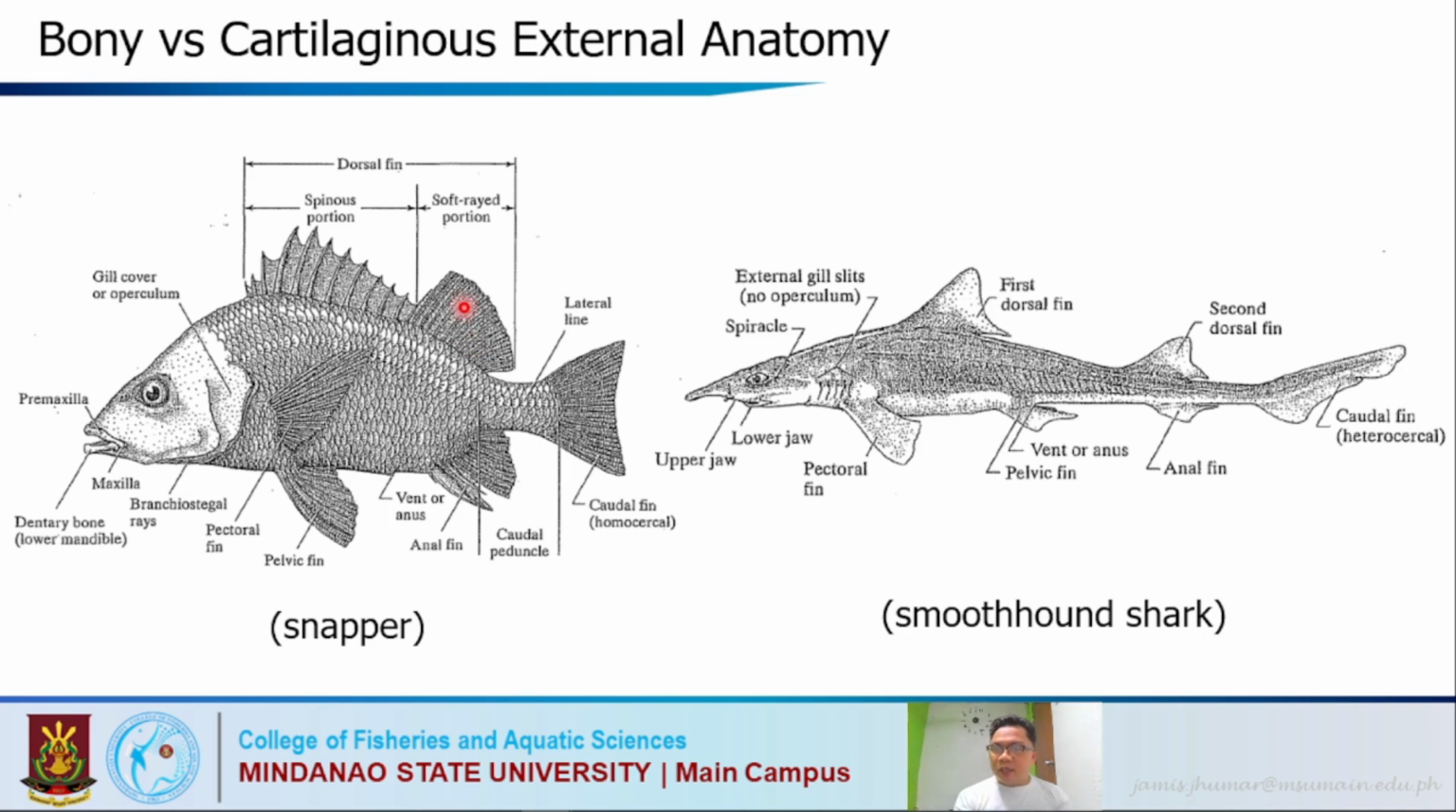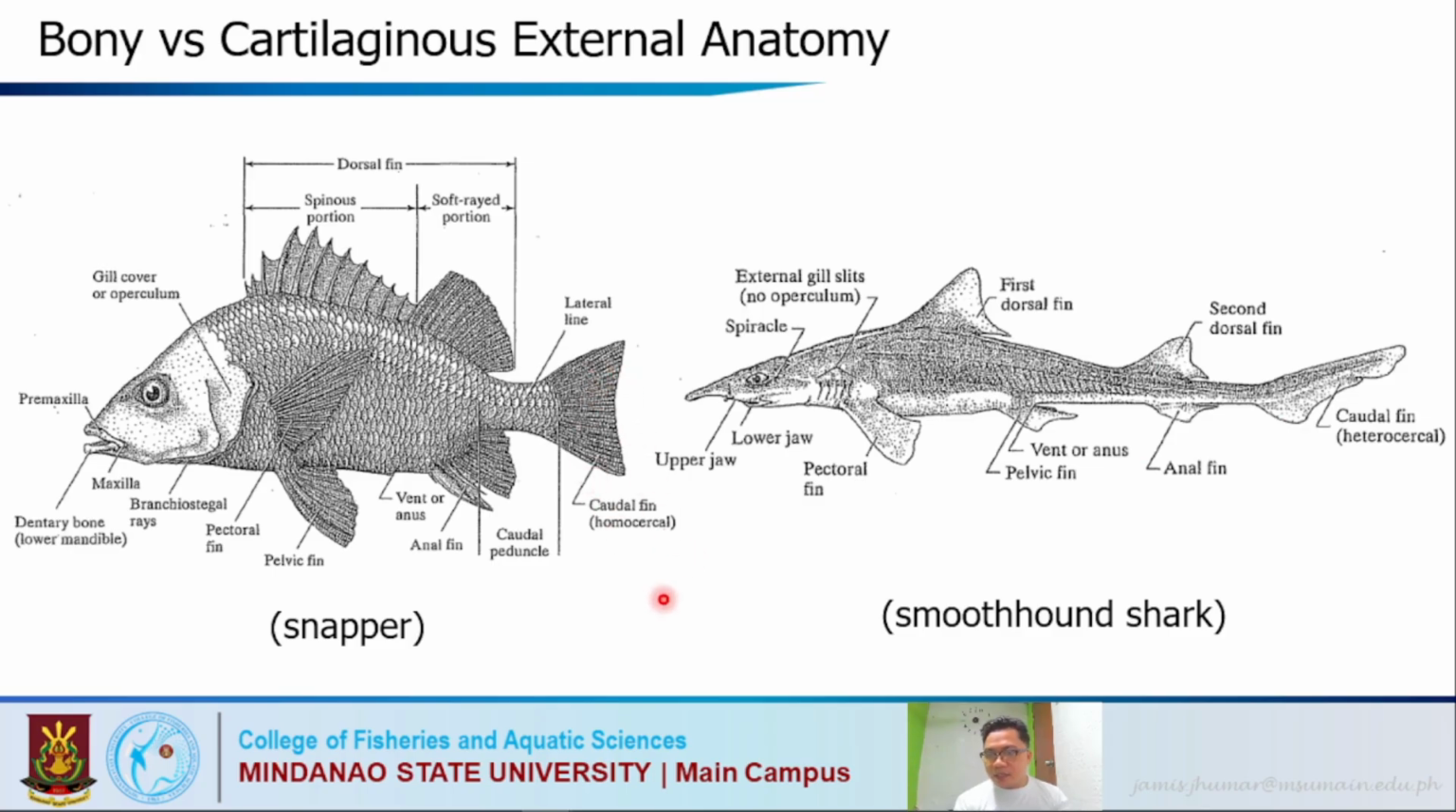So, unlike ray fin fish, sharks do have a separated dorsal fin. The first dorsal fin is situated at the middle part of the body, and the second dorsal fin is situated near the caudal fin. The third difference between the two is their caudal fin.